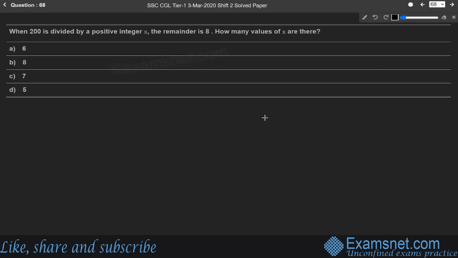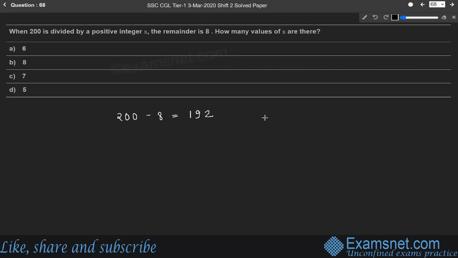Next question is, when 200 is divided by a positive integer x, the remainder is 8. How many values of x are there? To solve this question, let us use a very short trick. It is given that if 200 is divided by a positive integer x, then the remainder is 8. So let's do one thing. Let's subtract 8 from 200. So 200 minus 8 gives 192.